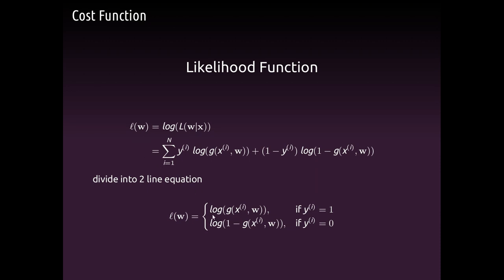divide the log likelihood once again into two lines. So I will set the first line to the log of g of x super i and w in case y super i equals 1, and the second to the log of 1 minus g of x super i and w in case y super i equals 0. If you substitute y super i with either 1 or 0, you will end up with these two values of the log likelihood.